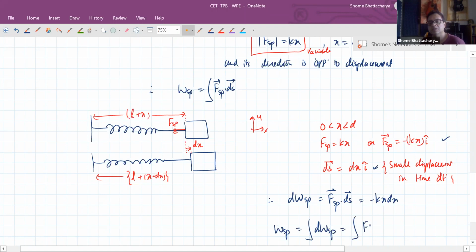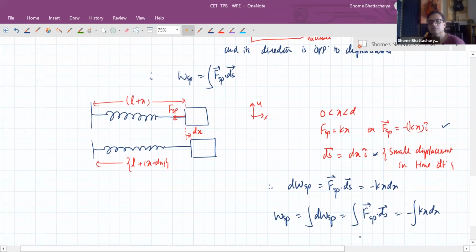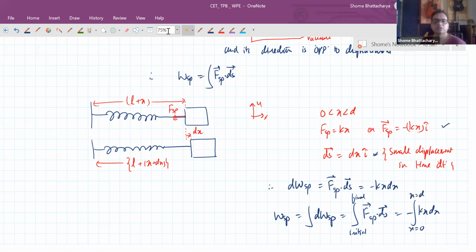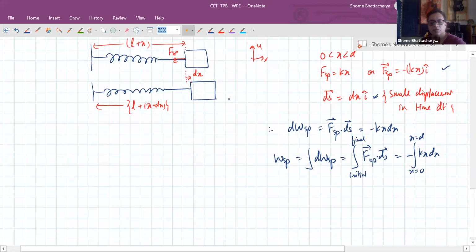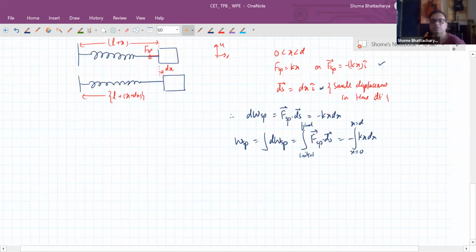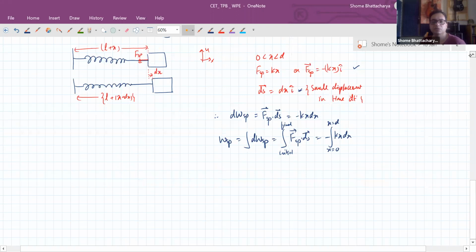So it is the integration of F dot ds, which is simply becoming the integration of minus kx dx from the initial to the final. So the initial state was what? x equal to 0. And the final state is x equal to that distance d. So now this integration has to be carried out. Okay. So the next step will be very simple. The integration will come to that, but note down up to here first.